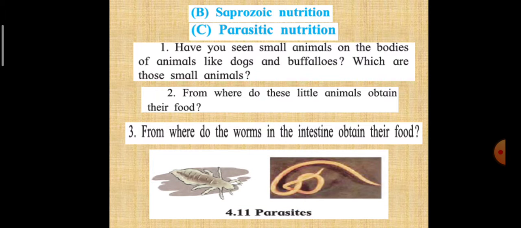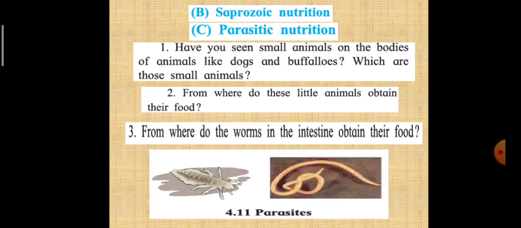Some animals are called ectoparasites. They live on the body surface of other animals and obtain their food by sucking their blood. They are living outside the body on the surface, and that is why the mode of nutrition is ectoparasitic nutrition. Example, louse, bedbug, tick, etc.